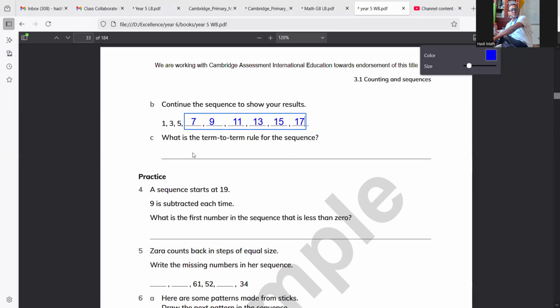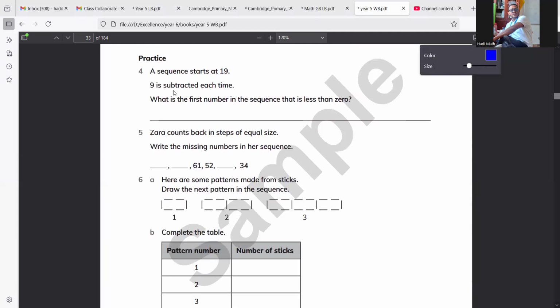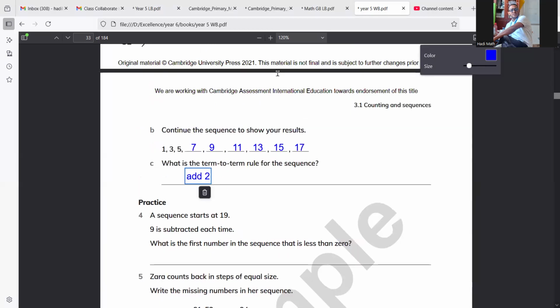You see, what is the term to term rule for this sequence? The term to term rule is just what? Add 2, or we add 2 every time. Look at question number 4. It says a sequence starts at 19. 9 is subtracted each time. What is the first number in the sequence that is less than 0? All you need to do is take the sequence, you start with 19, and you subtract 9.